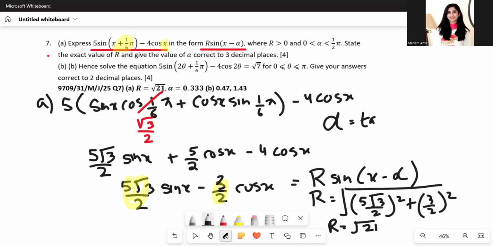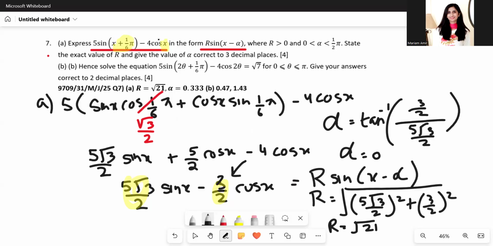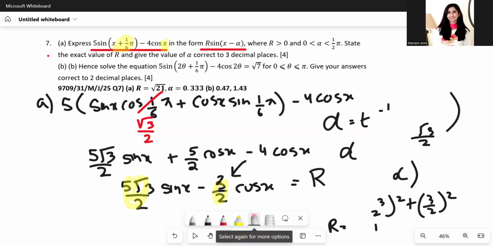Alpha is equal to tan inverse b upon a. B is the second term, and we only take the magnitude, forget about the sign, and 5 root 3 upon 2. So this would be shift tan. I'm just going to ignore the 2's in the denominator because they cancel out. I'm getting alpha equals 0.33347. So the first part is done. In fact, we need to give our answer correct to 3 decimal places, so 0.333. Okay, I'm clearing this and making space for part B now.